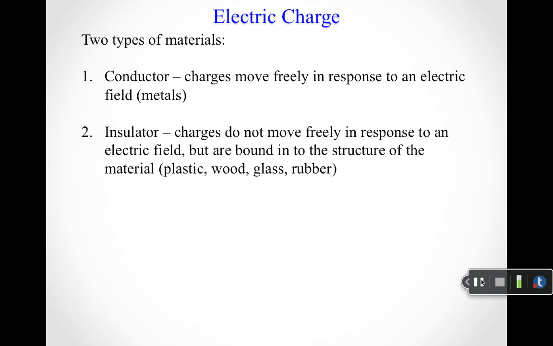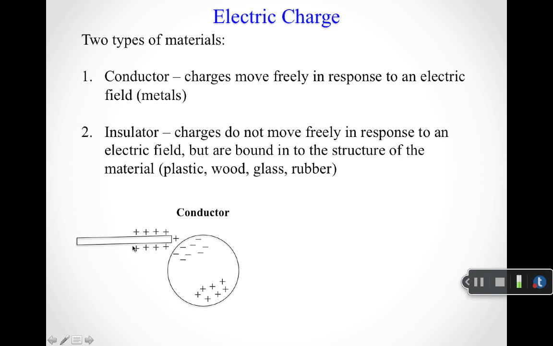An insulator, the opposite's true. For insulators, those electrons can't move freely in response to an electric field. What you end up with in an insulator is, you put an insulator in an electric field and it polarizes the material, but those charges can't get away to flow freely. In the same way that with conductors we tend to think of metals, insulators are things like plastic, wood, glass, rubber, right? Things that you're not worried about picking up a shock off of.